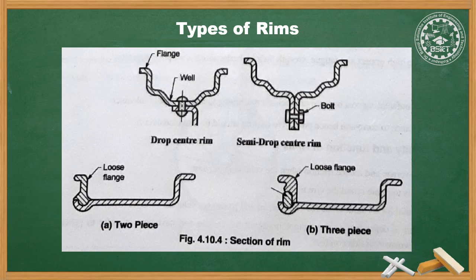The semi-drop center rim is a two-piece rim. It is a compromise between the wheelbase and a flat base rim. It is suitable for light vehicles. Its removal is simplified by split detachable flange while the tire is locked to rim by a slight taper. When the tire is removed, the slight wheel may be used.